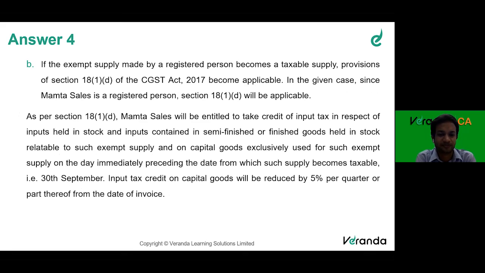For the second part of the question, Mamta Sales will be entitled to take credit of input tax in respect of inputs in stock and in finished goods held in stock related to such exempt supply on the previous date, and also on capital goods exclusively used for exempt supply on the day immediately preceding the date on which it becomes taxable. Input tax on capital goods will be reduced by 5% per quarter or part thereof from the date of invoice. So please remember, when exempt goods become taxable, you can take credit of raw materials, finished goods, semi-finished goods, etc., and also of capital goods. So this was the critical provision for section 18.